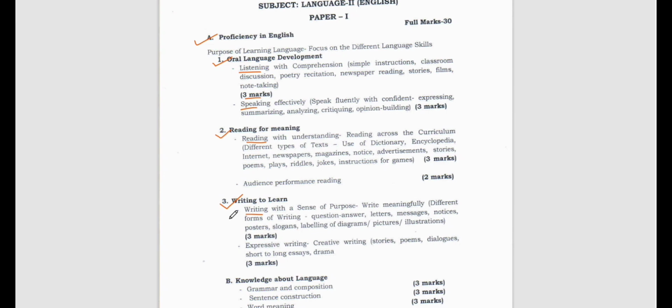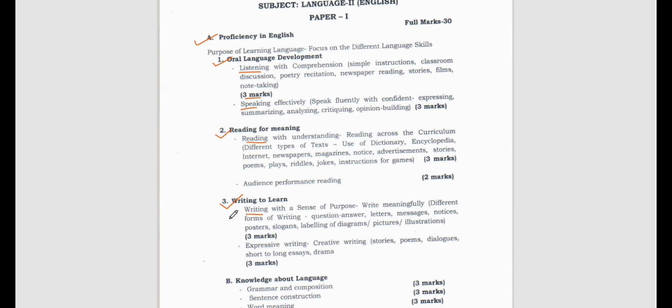So write meaningfully. Different forms of writing: question answer writing, letter writing, messages, notices, posters, slogans, labeling of diagrams, pictures, illustrations, etc. So we have different types of writing. In examinations we write answers, right? Then we have letter writing. Then we have paragraph writing, passage writing, and messages we are typing. Though typing itself is also known as writing, right?